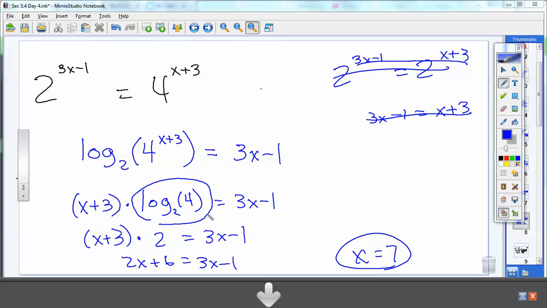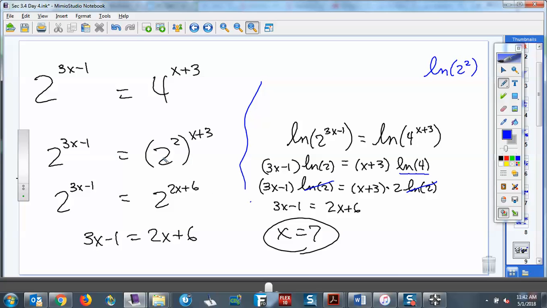I like what you guys did. Really, that's the first way I did it when I worked. It was change that 4 to a 2 squared. I think that's a really good way to do it. So depending on the problem.